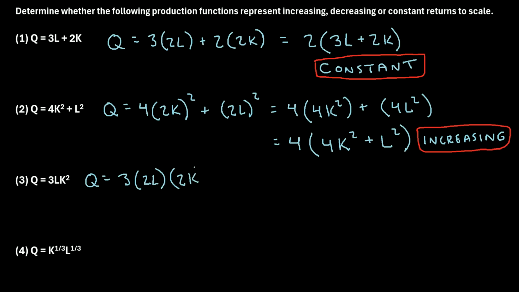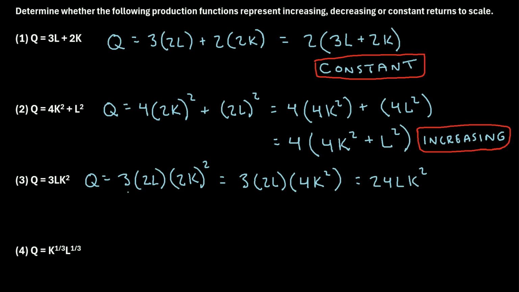So we have (2K) squared. So if we simplify a little bit, we get 3 times 2L times this (2K) squared. This becomes 2 squared, which is 4, and K squared, which is just K squared. So we have 4K squared. Now notice if we multiply our coefficients, we have 3 times 2 times 4. 3 times 2 is 6, times 4 is 24. So this is really 24 times LK squared.